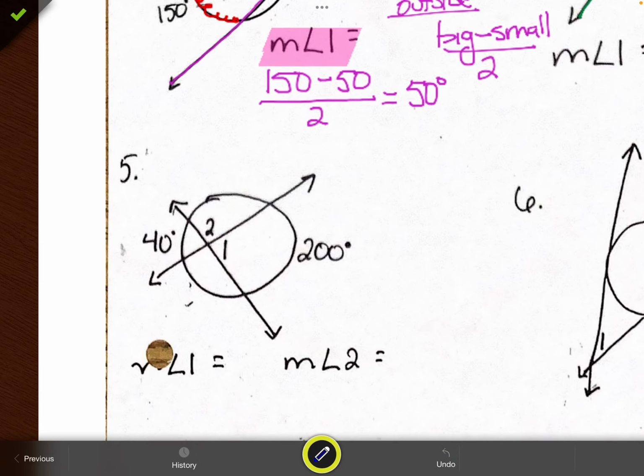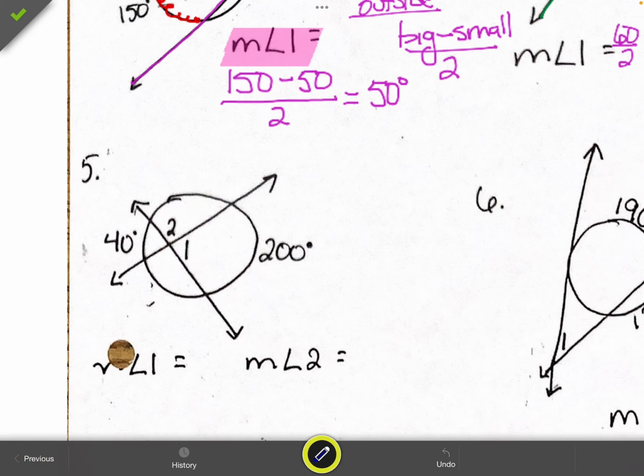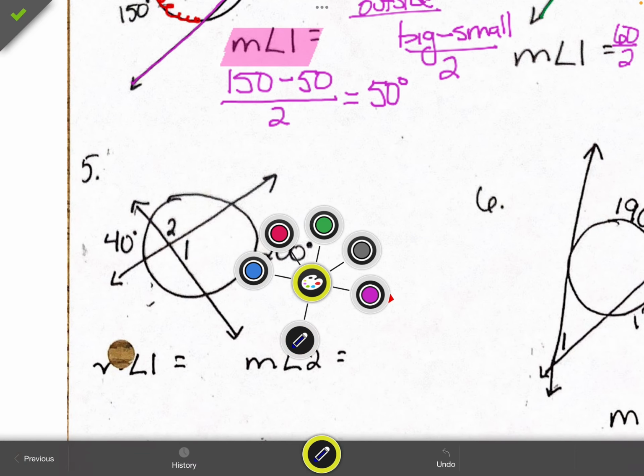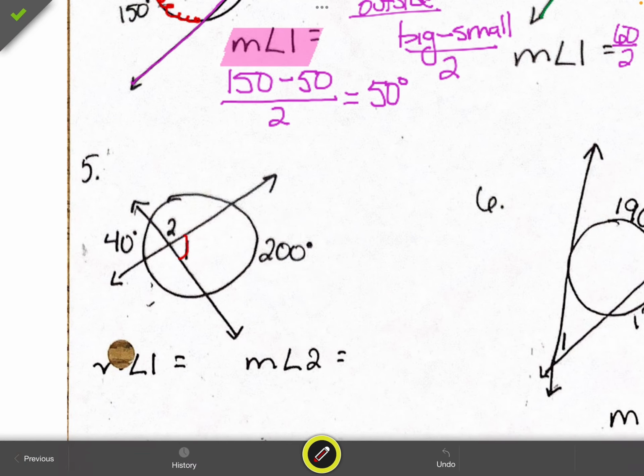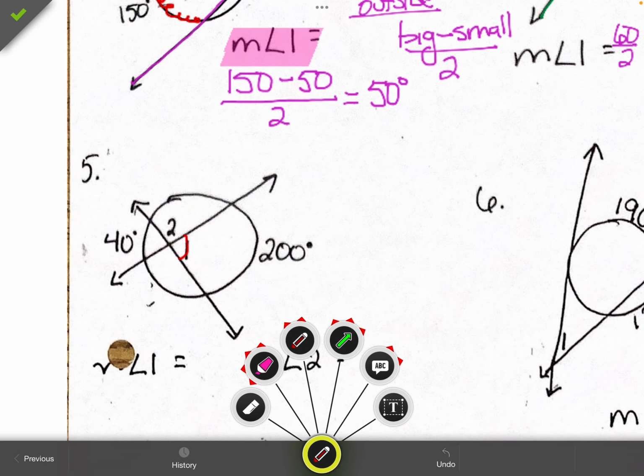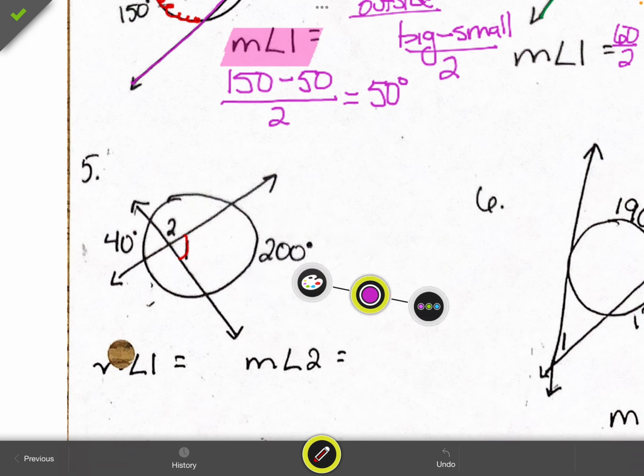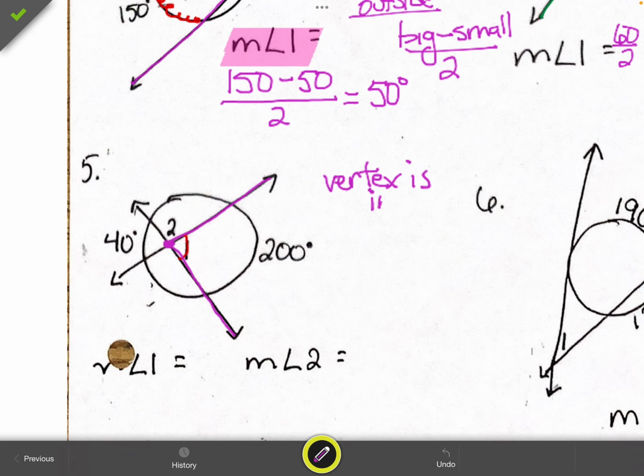Number 5, again, looking for angle 1 and angle 2. So I'm going to trace angle 1, see where I'm at. I look, my vertex is in. My formula for in is arc plus arc divided by 2.